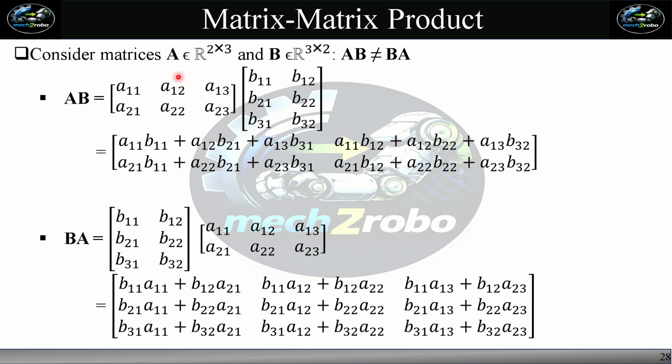Consider we have two matrices. Matrix A has order 2 by 3 and another matrix B has order 3 by 2, and their product is non-commutative in nature. So let's prove it. First we perform the matrix product AB. We take matrix A and matrix B and calculate the product.